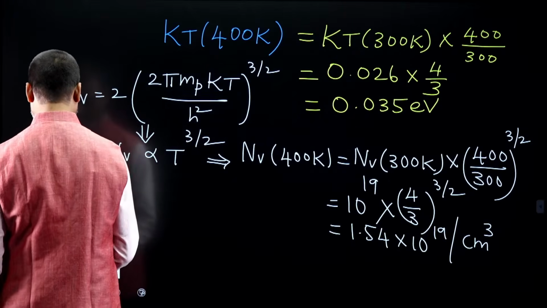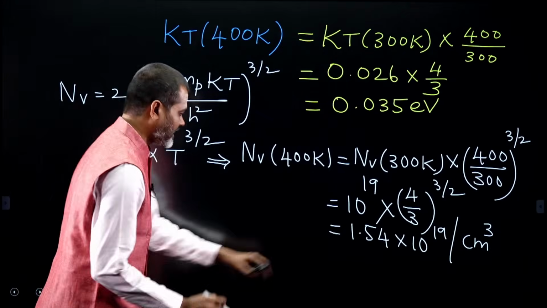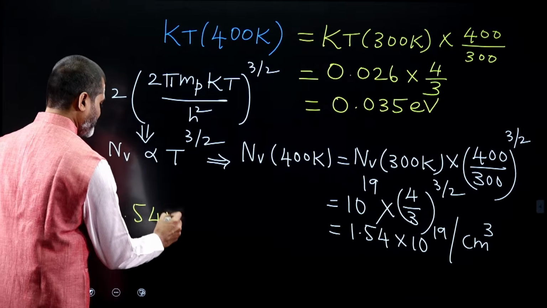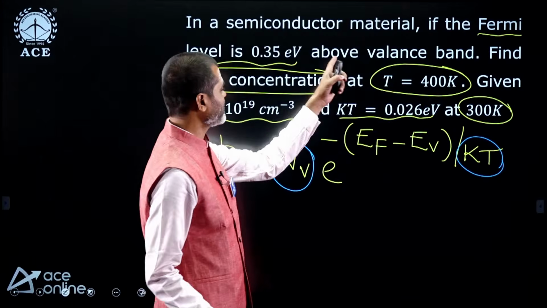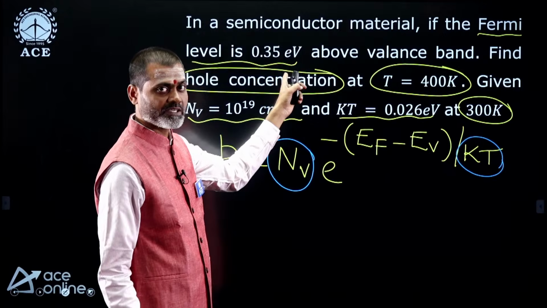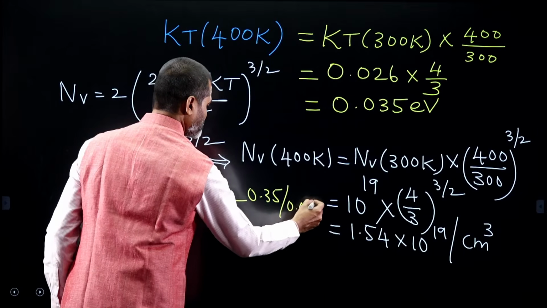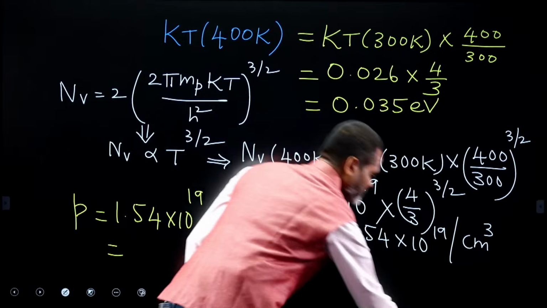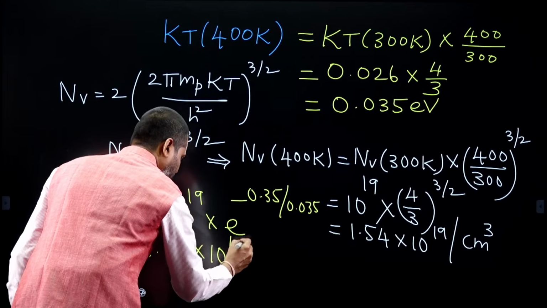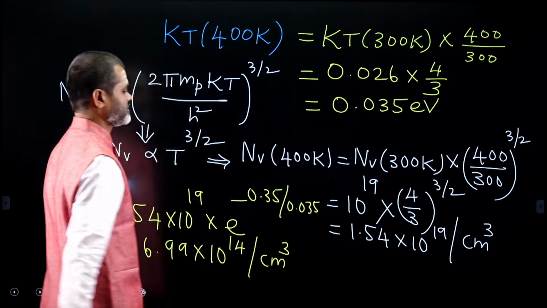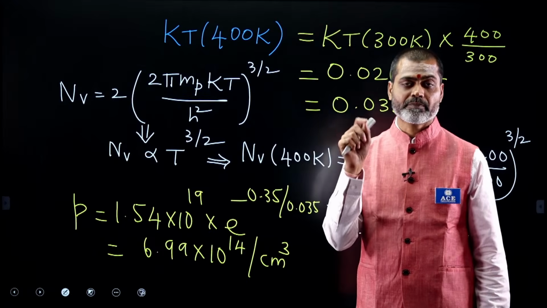Now all the values we know, just put that. What is the concentration of holes I can write now? P is equal to NV value, 1.54 into 10 power 19, into e power minus of (EF minus EV) by kT. EF minus EV is given in the problem because the Fermi level is above the valence band by 0.35 electron volts. So this is 0.35 and kT is 0.035. So you just calculate this, this will give you the value 6.99 into 10 power 14 per centimeter cube. So it is a straightforward formula only, but you need to take care of the value of temperature where you are calculating.